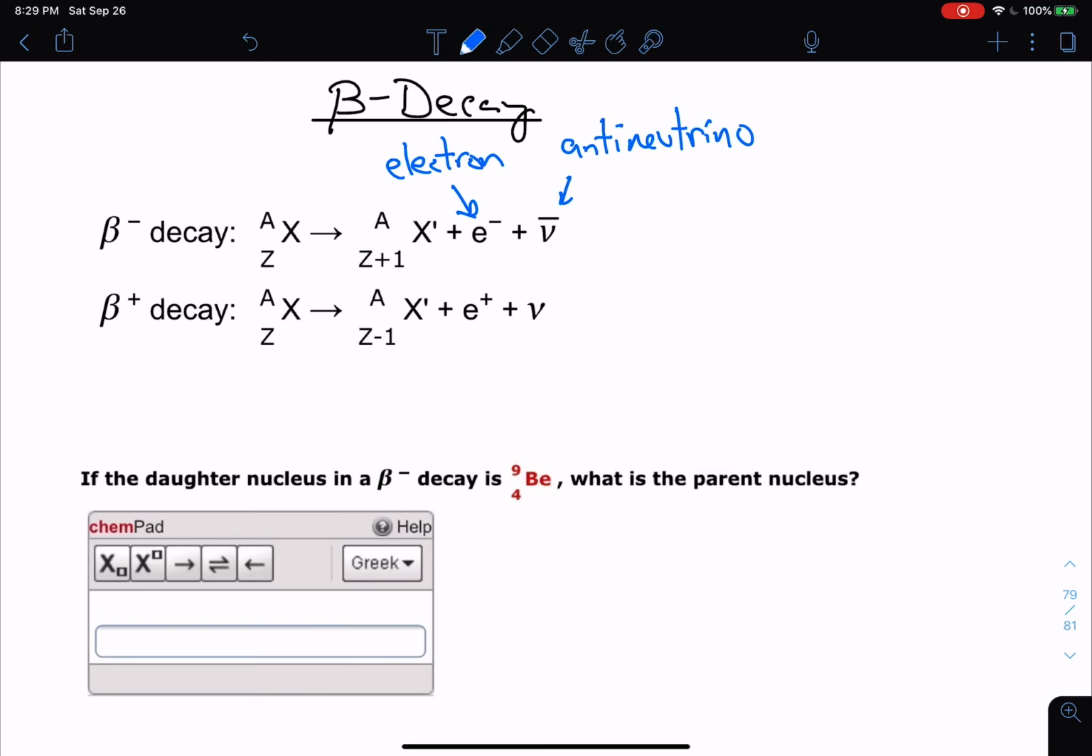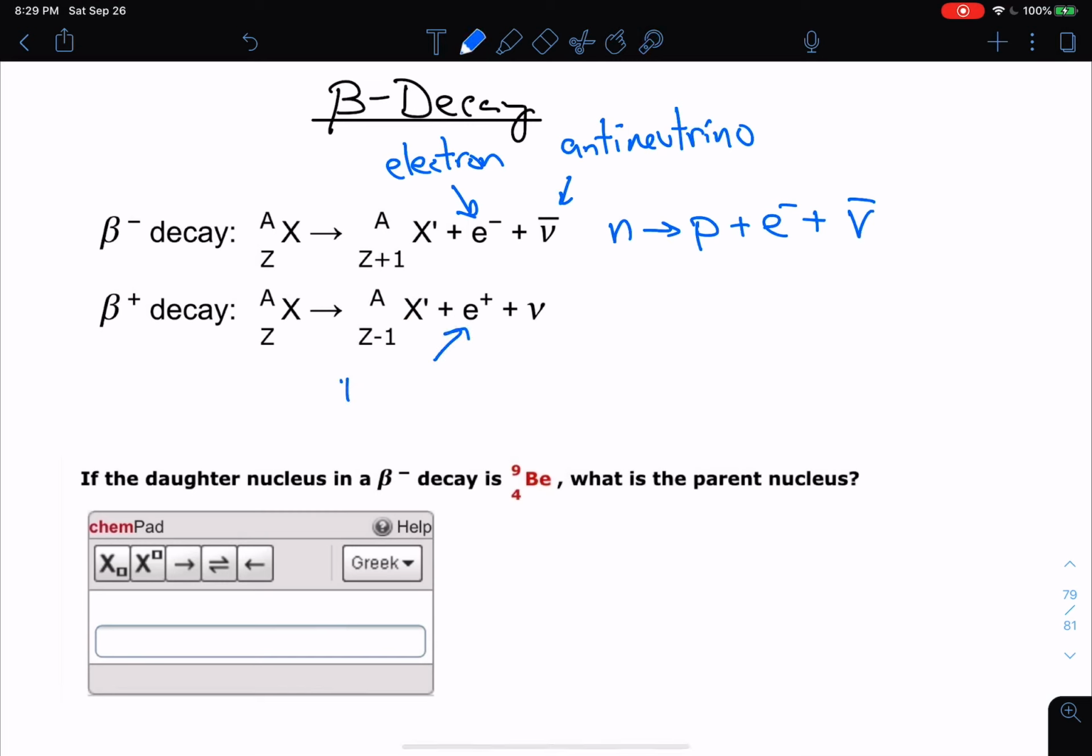Now, what's actually happening in beta minus decay is a neutron is decaying into a proton and an electron and an antineutrino. And in beta plus decay, you can see instead that the nucleus is losing a proton, but because the number of nucleons stays the same, that means it's gaining a neutron. A positron is emitted. That's what this symbol is.